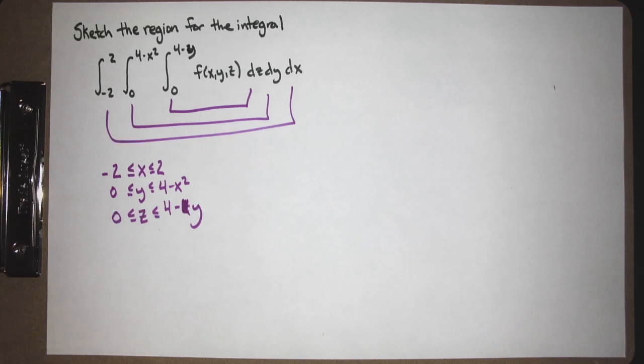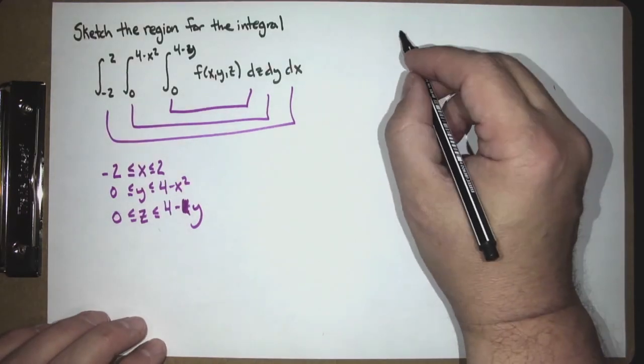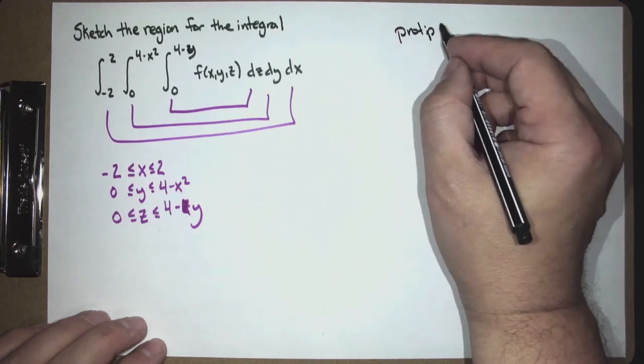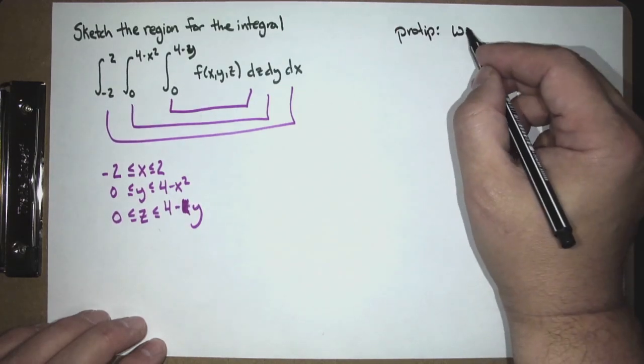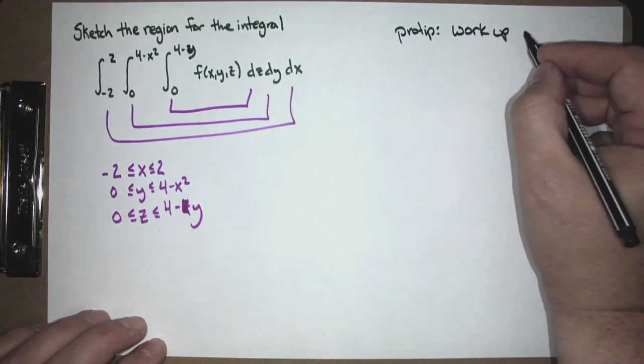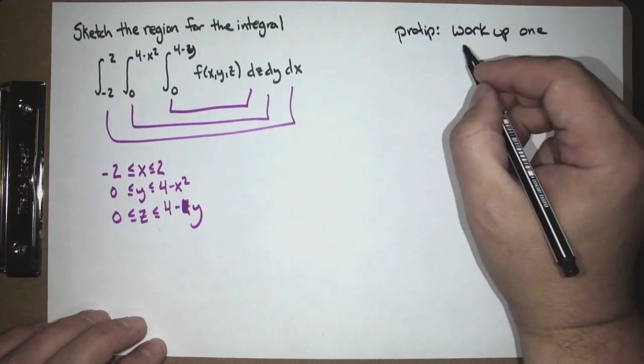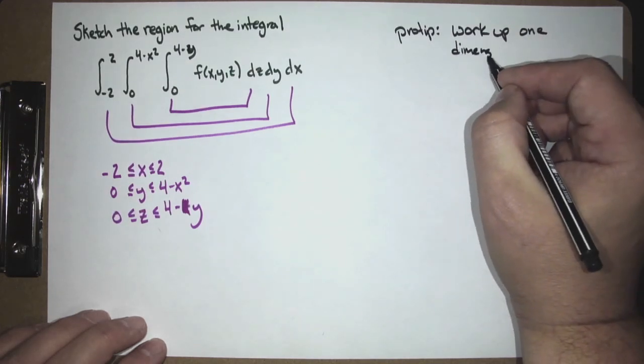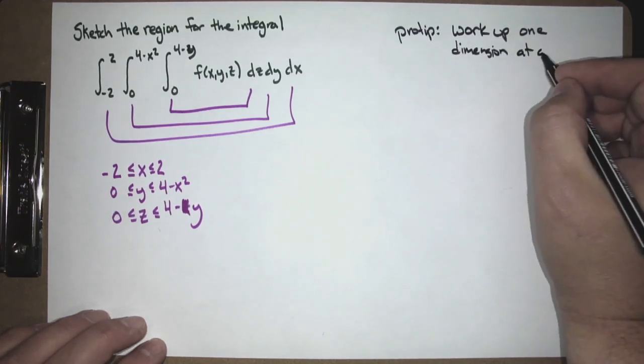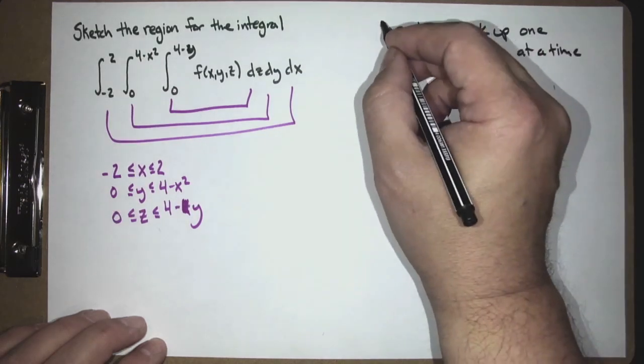Okay. Now, we need to sketch. This means we're going to get in touch with our inner artist. Oh, it's been a while. So how do we get in touch with our inner artist? Well, I would recommend, I'll put it up here, work your way up. So work up one dimension at a time. If you're not comfortable, this is a nice way to step things up.